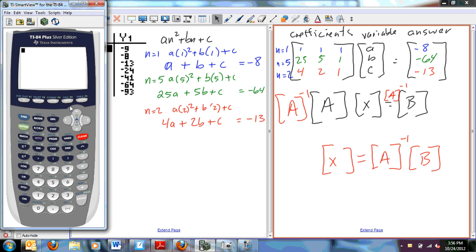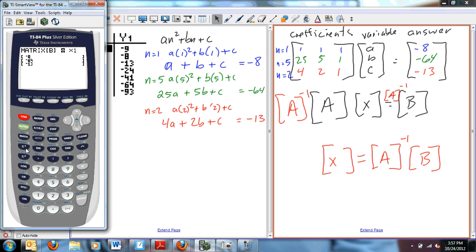So let's see what happens when we actually do that in our calculator. Now I've pre-put these in, so I'm just going to show you how to do this quickly. Here is matrix. You can edit them over here. So I'm going to have a 3x3 matrix. And if you notice, I put in my coefficient matrix: 1, 1, 1, 25, 5, 1, 4, 2, 1. And then in matrix B, I put in my answer matrix: negative 8, negative 64, negative 13.